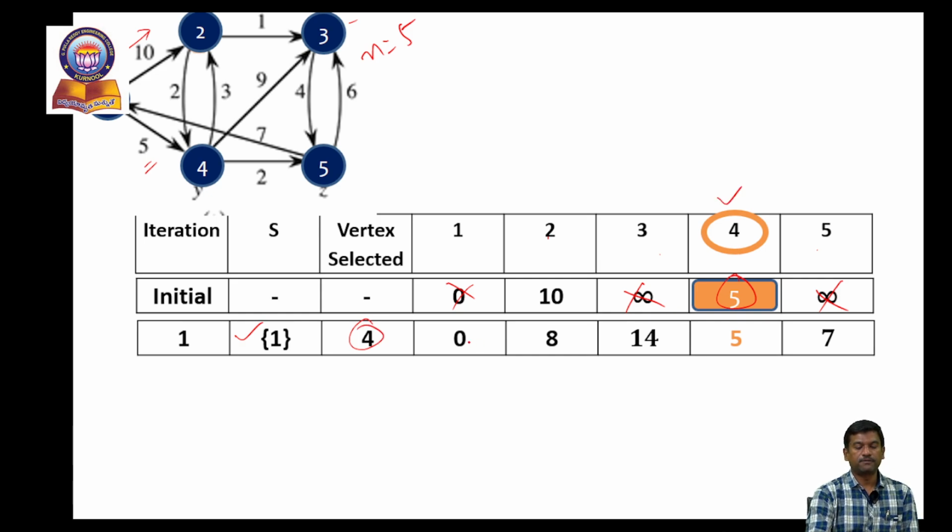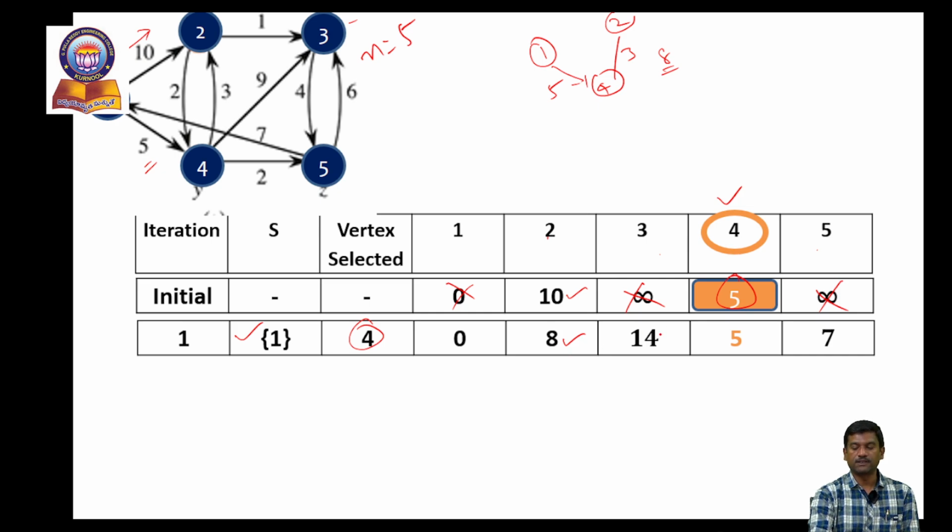And similarly, from 1 through 4, can we reach 2? We can reach 2. So from 1 through 4, we can reach 2. What is the cost? Here the cost is 5, and 4 to 2, the cost is equal to 3. That is 5 plus 3, that will be equal to 8. So compare with the previous value. Previous value is equal to 10. Now, the latest value that you got is 8. If it is minimum, then include it within the solution set. That is, distance of 2 is equal to 8.